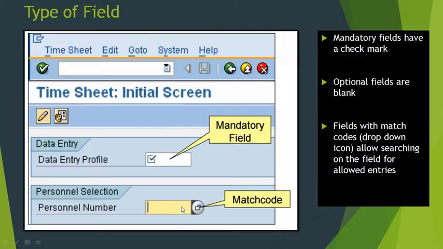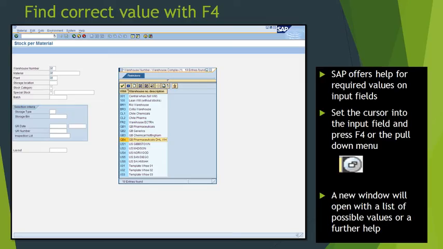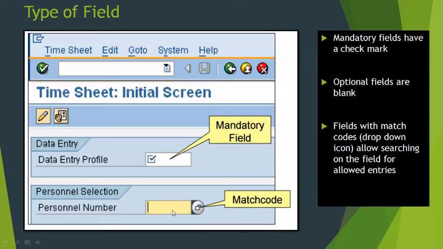You can come here, you can press the F4 button, or click on this match code icon or button, and you can search different entries. So this is the match code field. As I told you about how we are going to find values, match code is the type of field. If you press F4 or click on this match code icon, you can find different values belonging to this field.